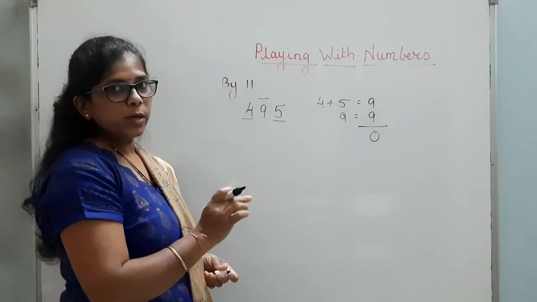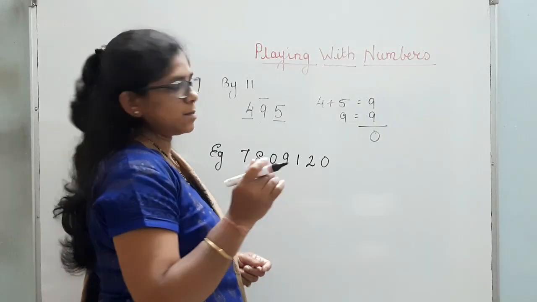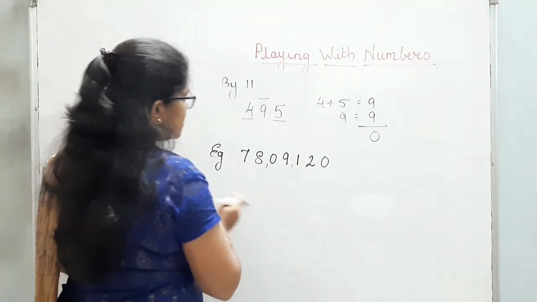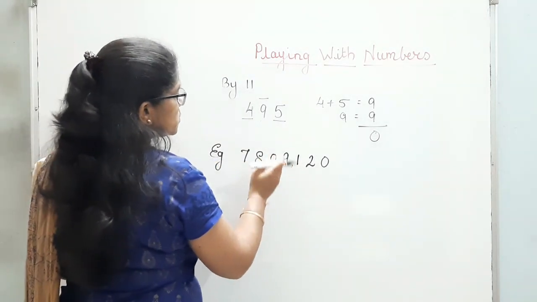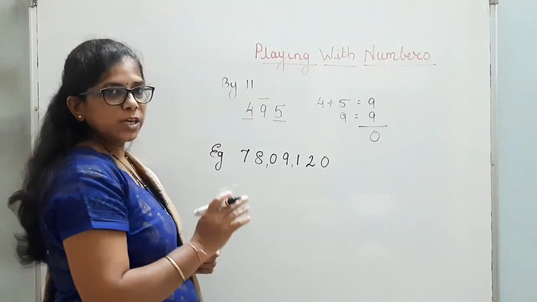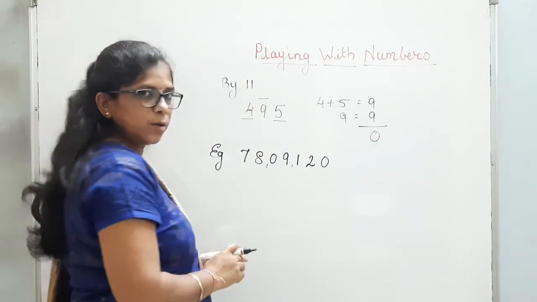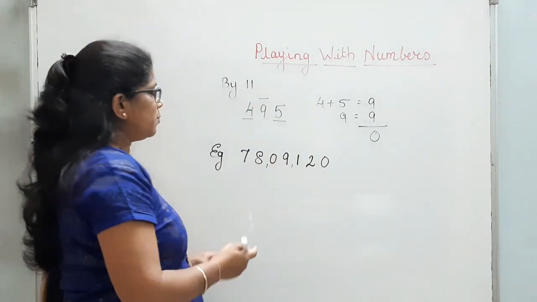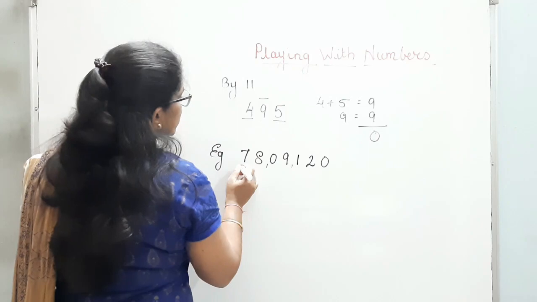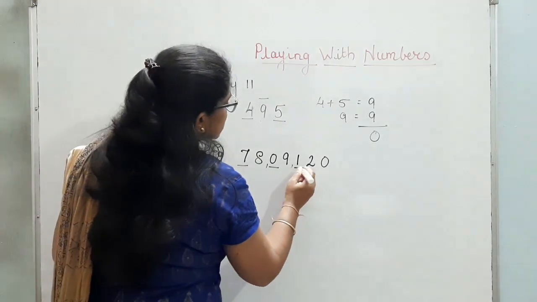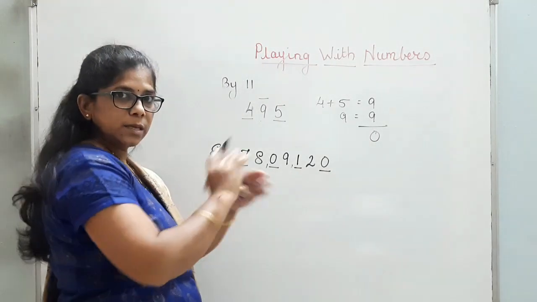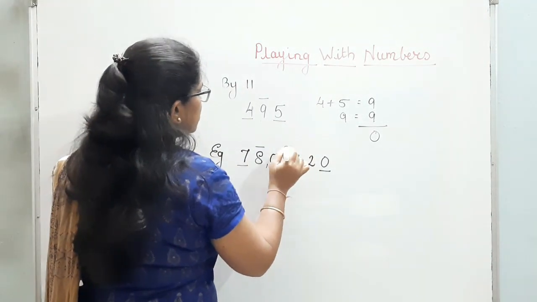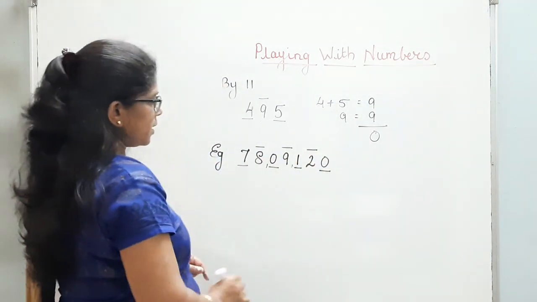I will show you one more example. To make this concept clearer, I have taken one higher number, 78,09,120. We have to check whether this number is divisible by 11 or not. If you go for actual division, it's going to be a lengthy process. So here, as I said, we add the digits in the alternate places, or we can say the digits in the even places and odd places. That way also we can see. Straight away mark it like this.